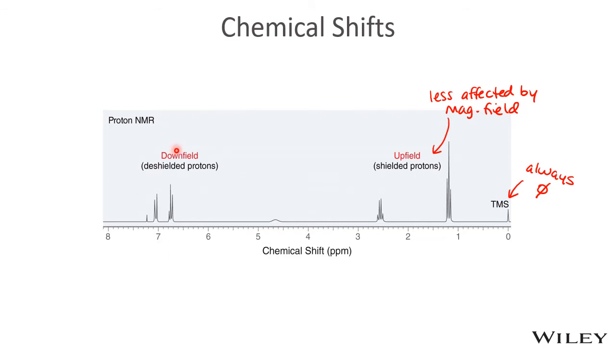Over here on the left, further away from the TMS standard, this is known as the downfield region, and any peaks that appear here will represent de-shielded protons, or essentially protons that are more affected by the magnetic field. The protons that come up in this area have a larger delta E, so a larger amount of energy is necessary to flip back and forth between the alpha and beta spin states.